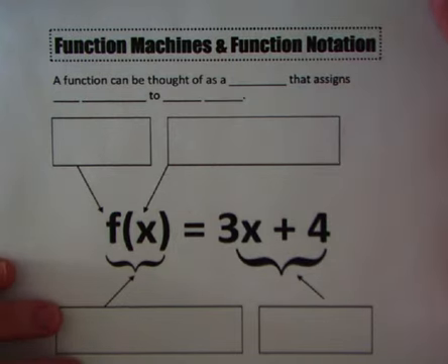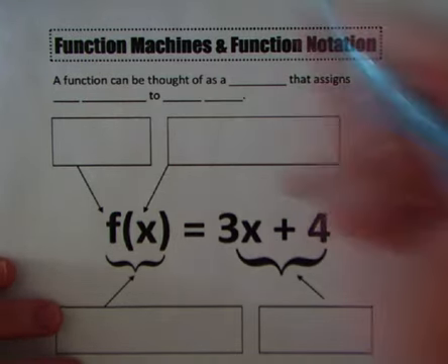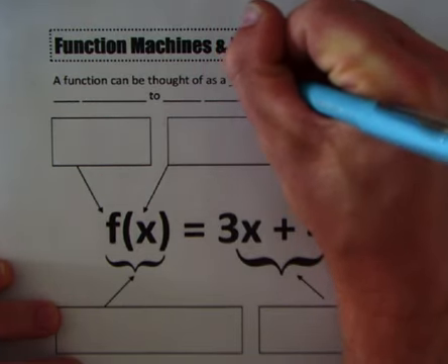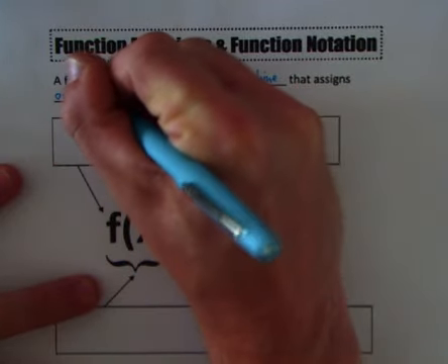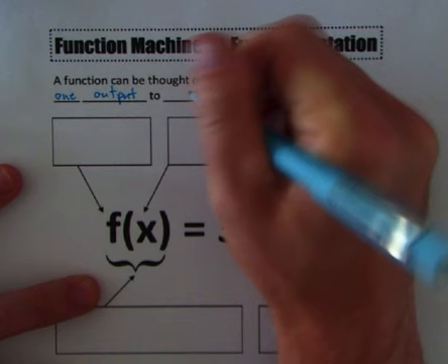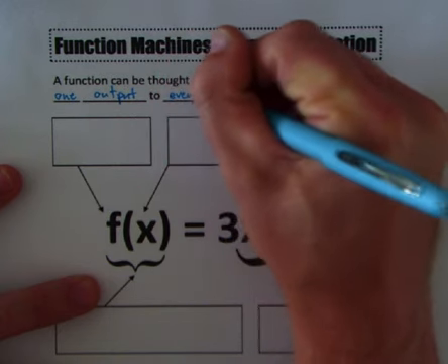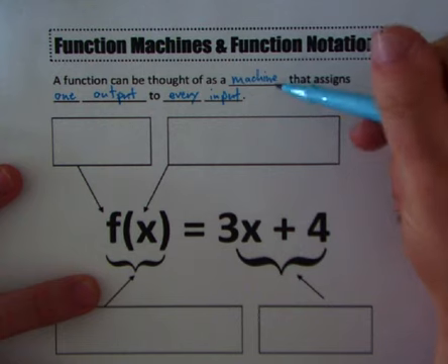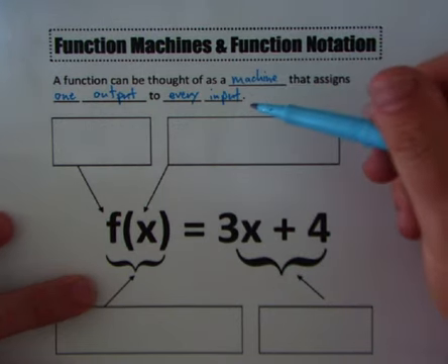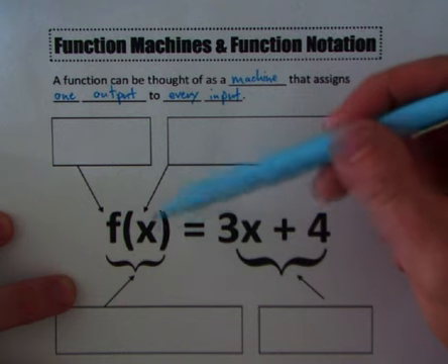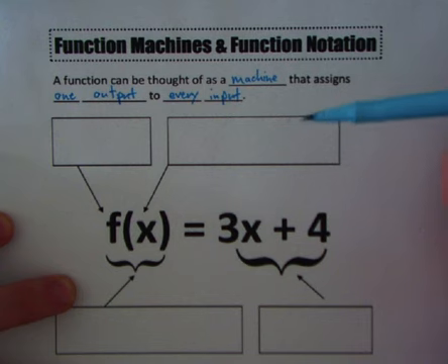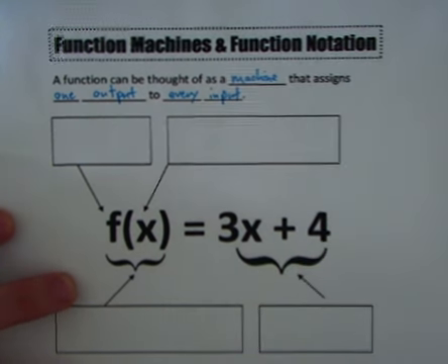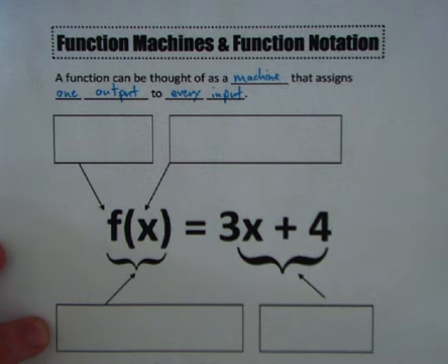Okay, so a function can be thought of as a machine that assigns one output to every input. Okay, it's a machine that assigns one output to every input. So for every number that goes in, every input, we're going to get one number out. Okay, so this is what's called function notation.